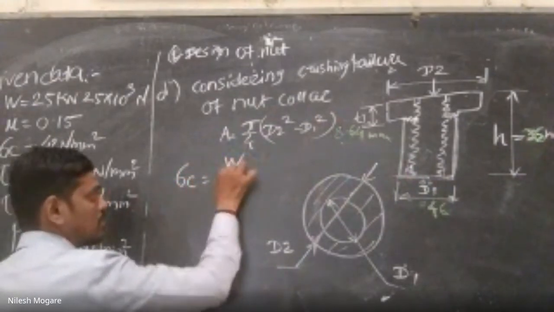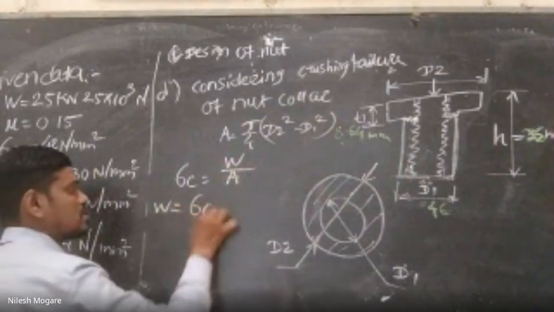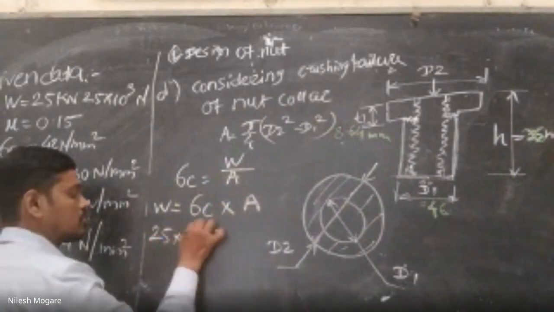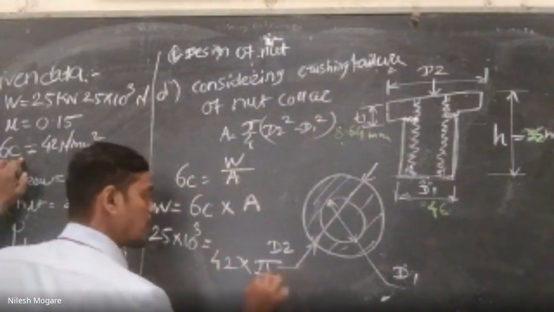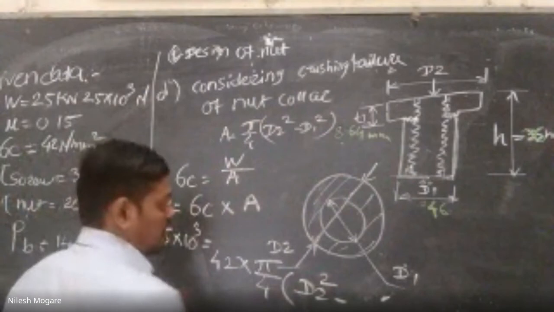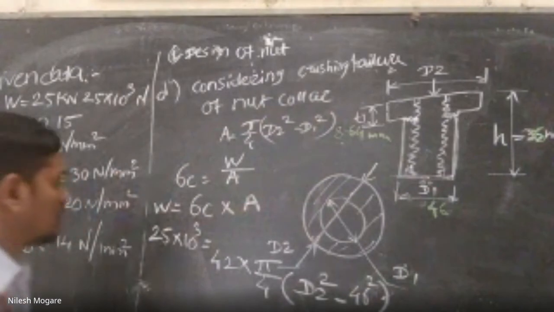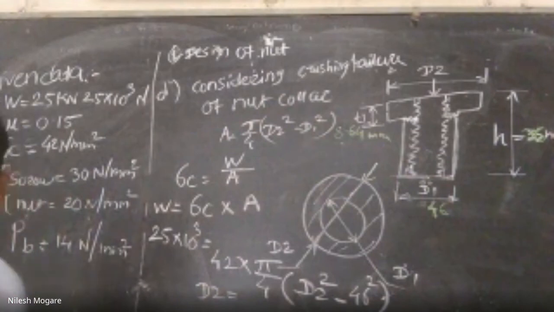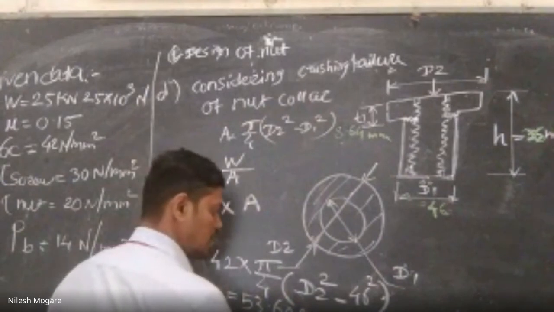Now crushing stress is equal to load upon area. If we simplify, sigma c into A, we have the value of load 25, then sigma c is 42 newton per square mm, then pi by 4 d2 square. We don't know the value of d2, and d1 we found out is 46. If we simplify this we get the value of d2, and it is nothing but 53.60, this is 54.